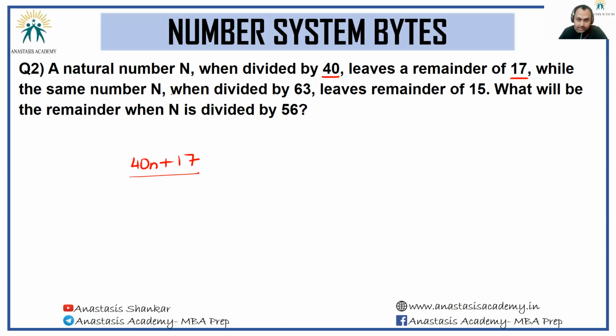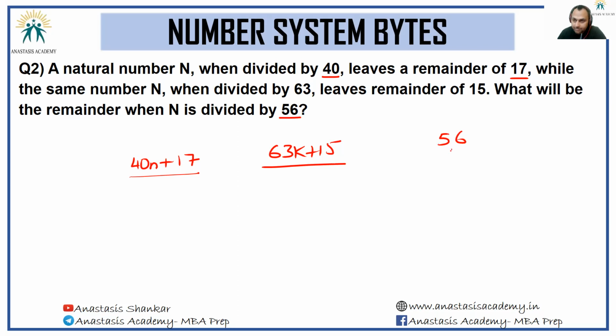And I've also been told the same number n when divided by 63 leaves a remainder of 15. So it is 63k plus 15. So this is a number that is divisible by 3, a number which leaves a remainder of 6 upon division by 9. We also know that. What will be the remainder when n is divided by 56?